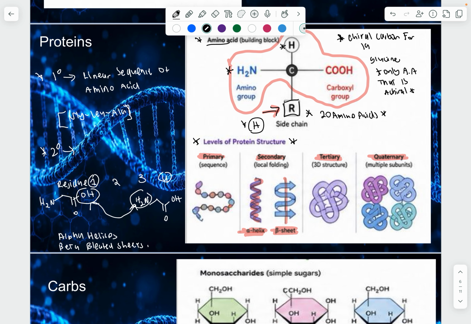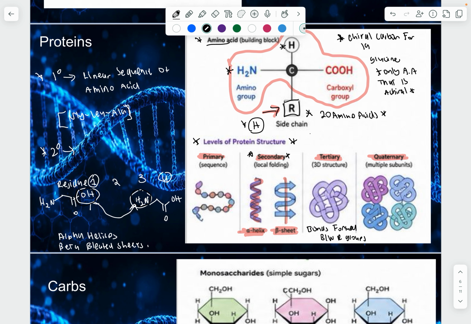Another thing to note is that when we're talking about tertiary structure, this is bonds formed between R groups. So when we're talking about secondary structure, these are bonds formed between the backbone structures. So notice how your carboxylic group and your amino group, they're still within the backbone, if that makes sense. But for your tertiary structure, it's between R groups.